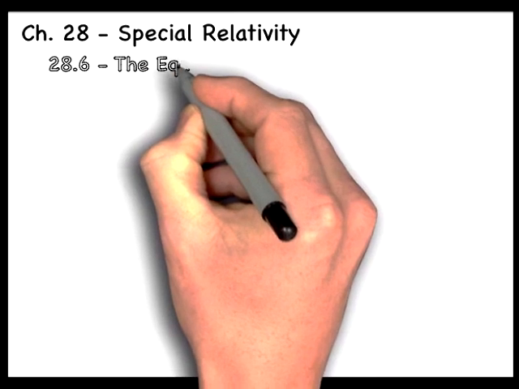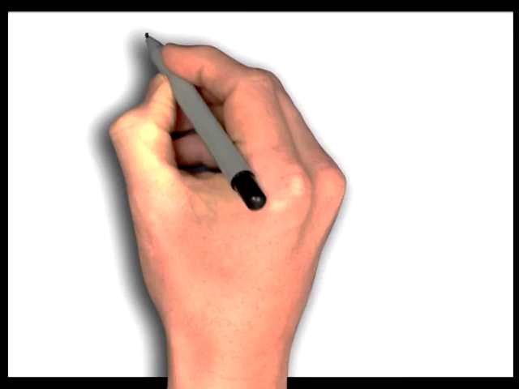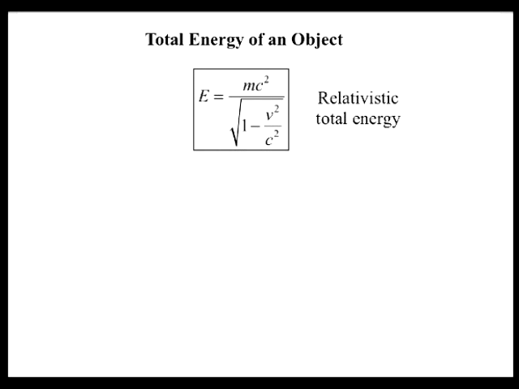One of the most astonishing results of special relativity is that mass and energy are equivalent, in the sense that a gain or loss of mass can be regarded equally well as a gain or loss of energy. Consider, for example, an object of mass m traveling at a speed v. Einstein showed that the relativistic total energy E of the moving object is related to its mass and speed by E equals mc squared divided by the square root of 1 minus v squared divided by c squared.